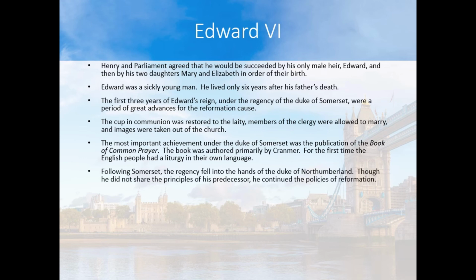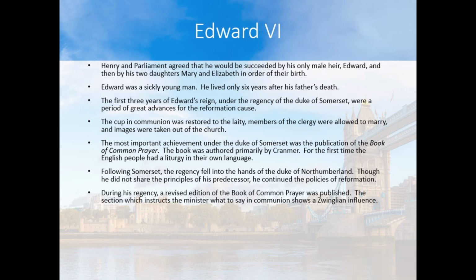Following Somerset, the regency fell into the hands of the Duke of Northumberland. Though he did not share the principles of his predecessor, he continued the process of Reformation. So his policies stayed in favor of the reform movement. He didn't necessarily care about it like the Duke of Somerset did, but it was politically expedient for him to continue on that same path. So it worked out again for the Protestants in this case.